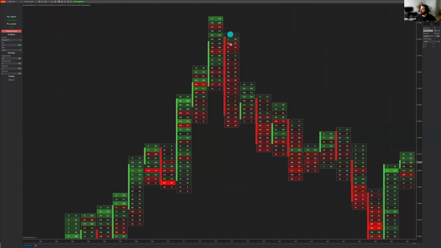So if you want to catch this nice drop here, this 15 tick drop, you have to see that rejection. You have to see that exhaustion. You have to see that no one is interested there.